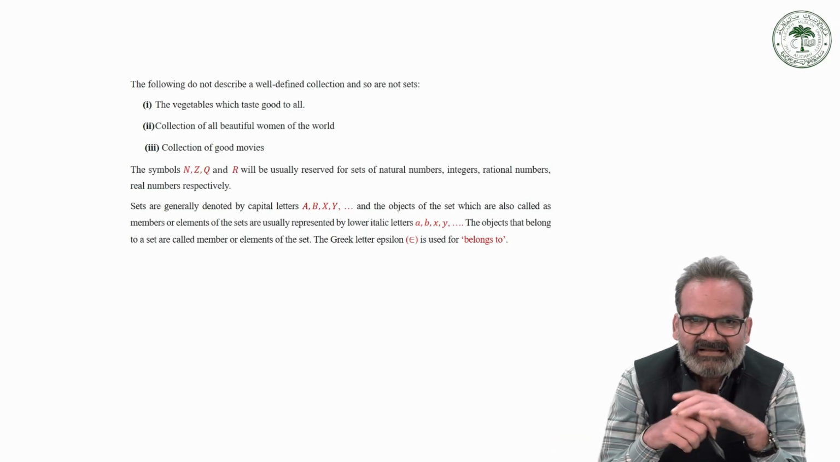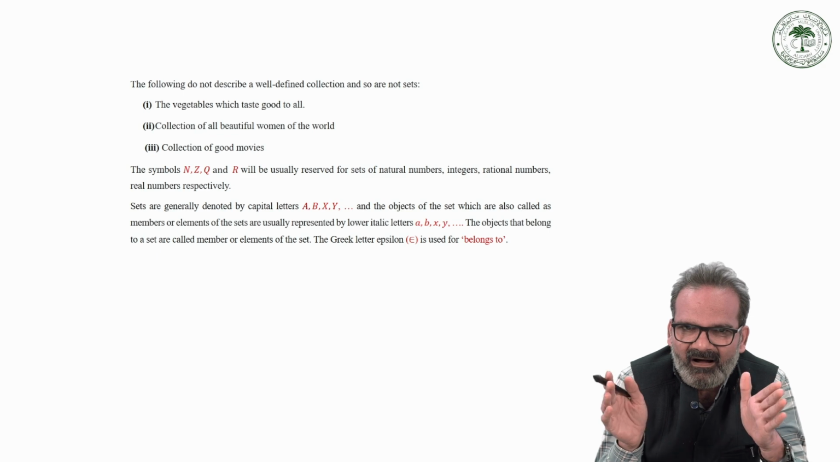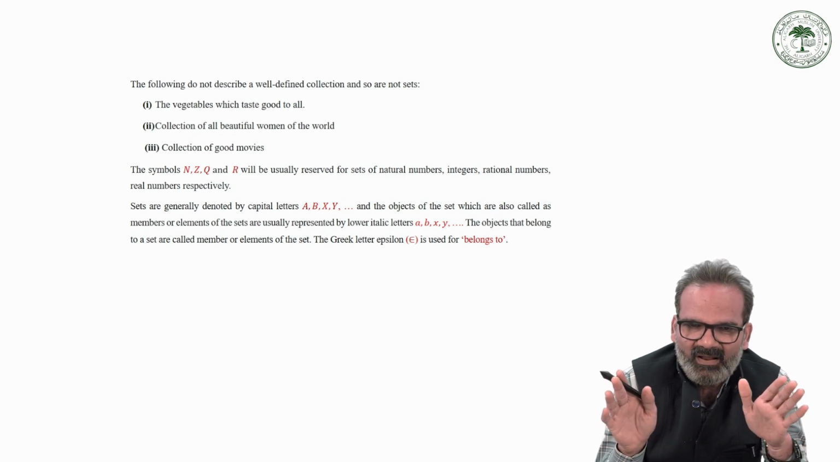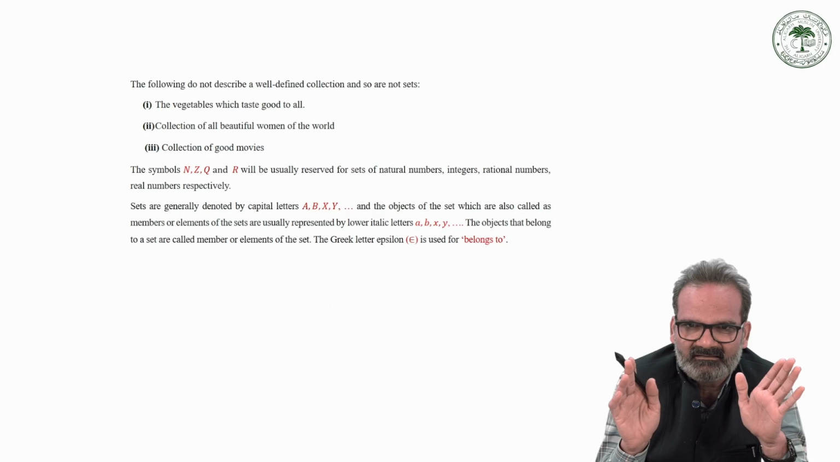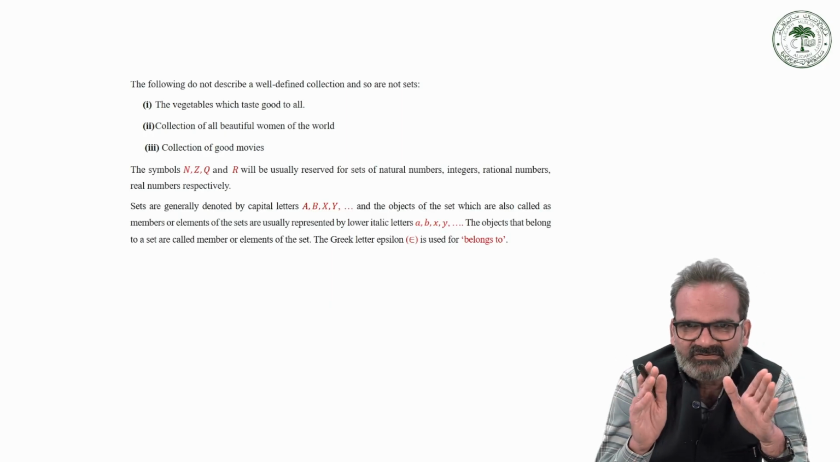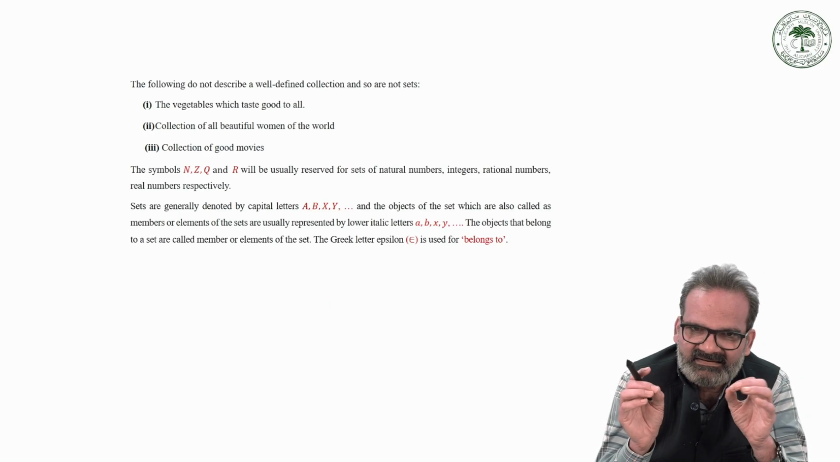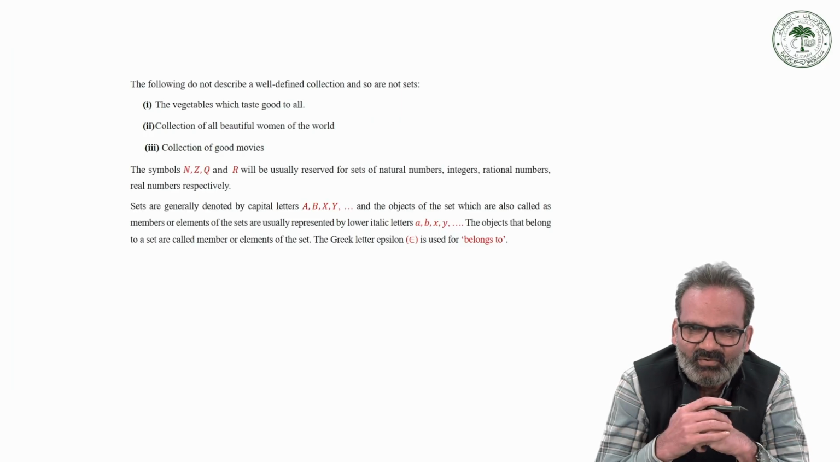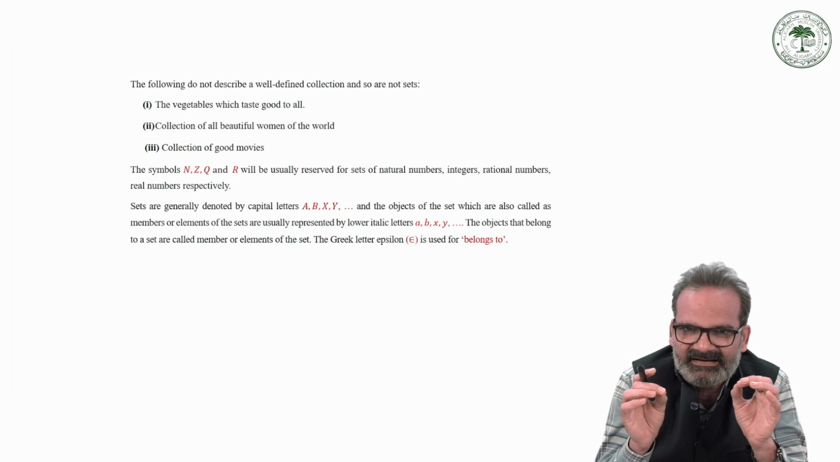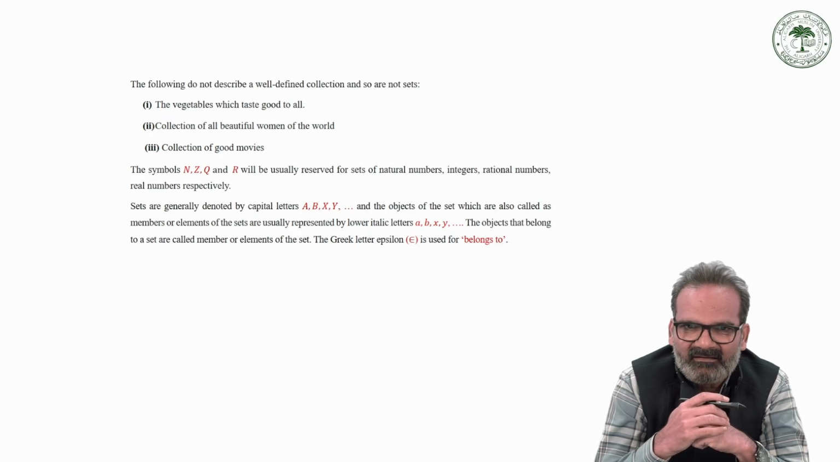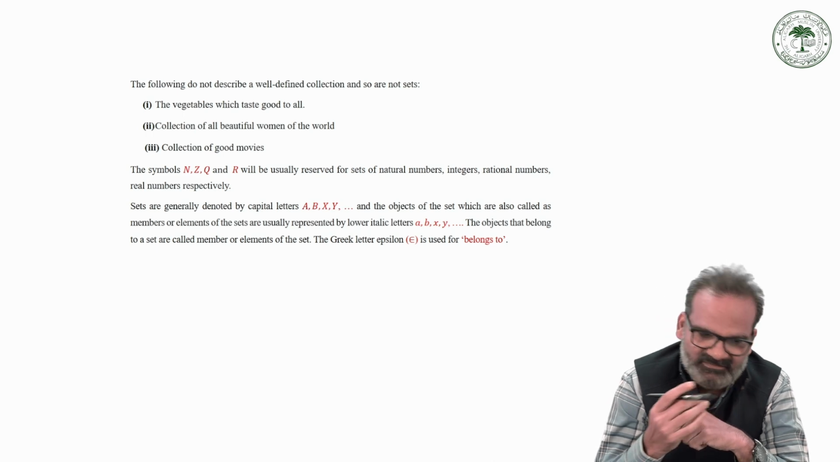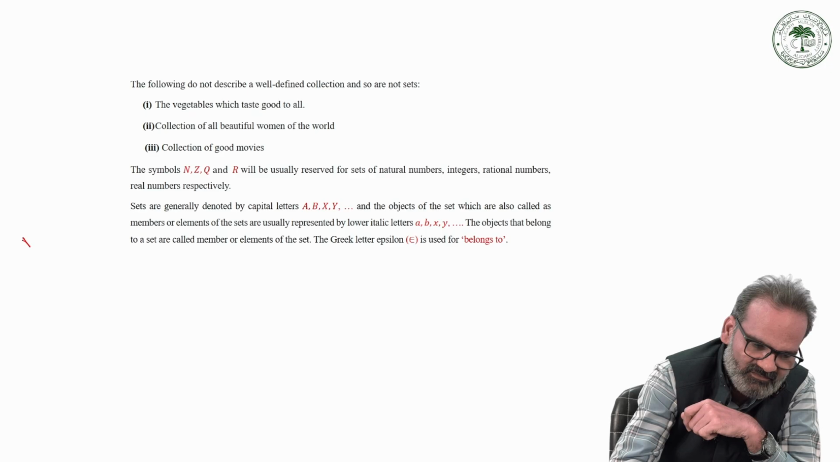The symbols N, Z, Q, and R are all very standard symbols. You have all studied them in your 10th or 11th standard. N is known as the set of natural numbers. Z is known as the set of integers. Q is known as the set of rational numbers. And R is known as the set of real numbers. So the symbols N, Z, Q, and R are usually reserved for the sets of natural numbers, integers, rational numbers, and real numbers respectively. They are the best examples of sets.